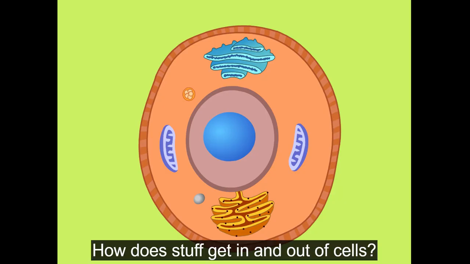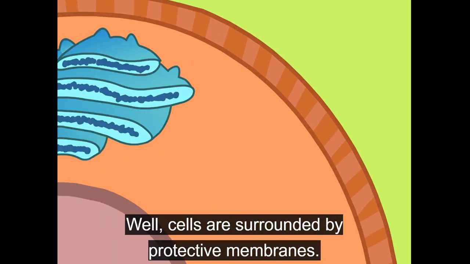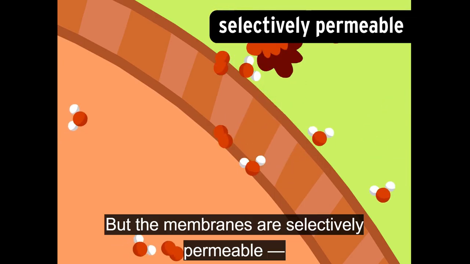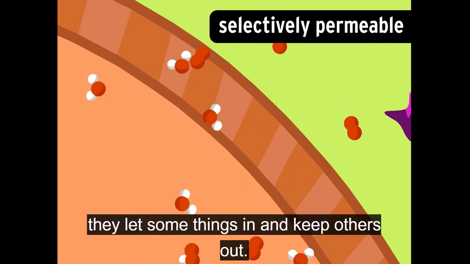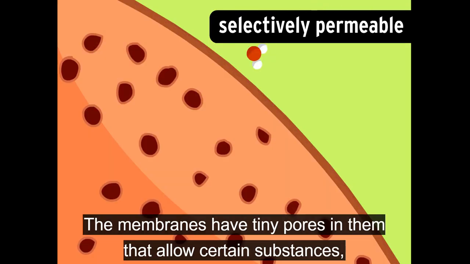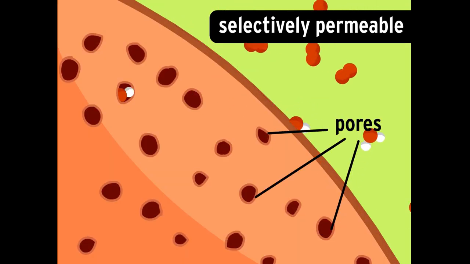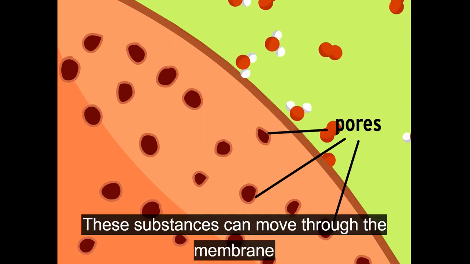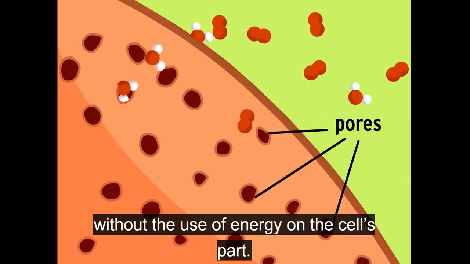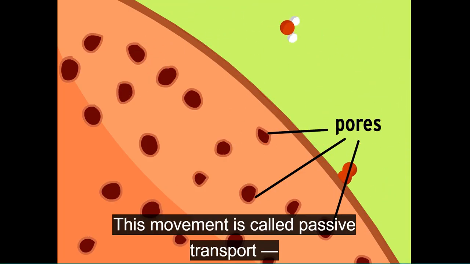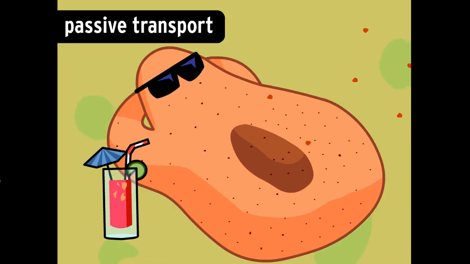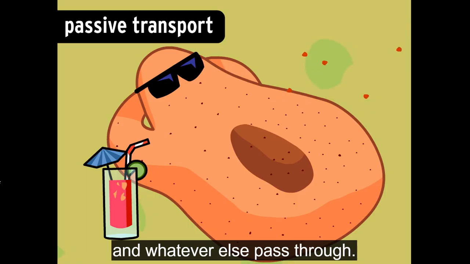How does stuff get in and out of cells? Well, cells are surrounded by protective membranes. But the membranes are selectively permeable. They let some things in and keep others out. The membranes have tiny pores in them that allow certain substances, like water and oxygen, to pass through. These substances can move through the membrane without the use of energy on the cell's part. This movement is called passive transport. The cell doesn't have to do anything to make it happen. It just sits there and lets the water, nutrients, and whatever else pass through.